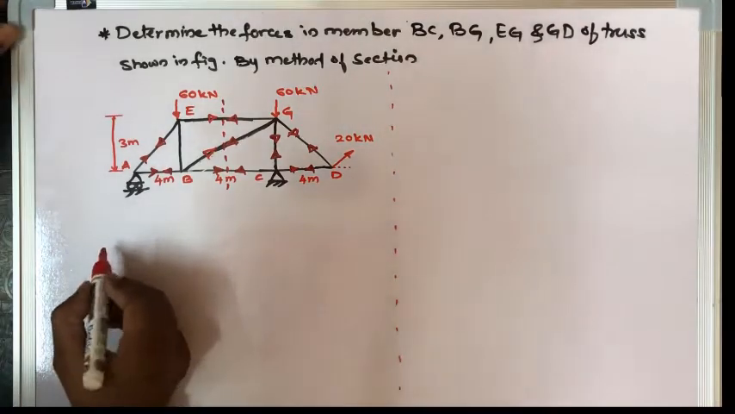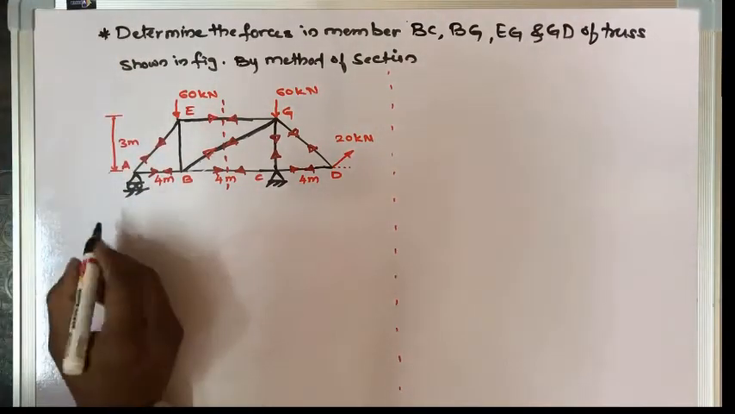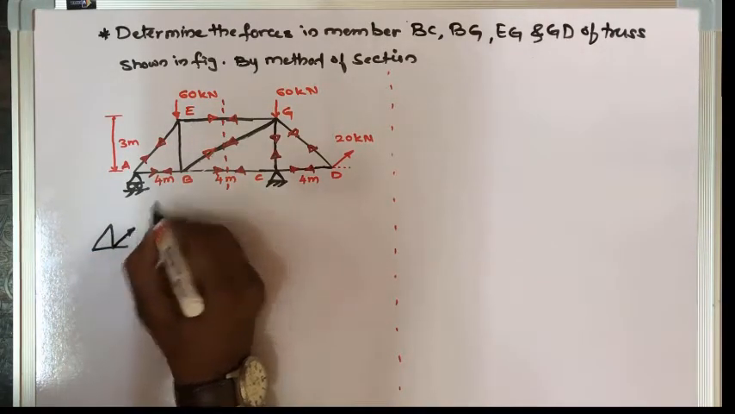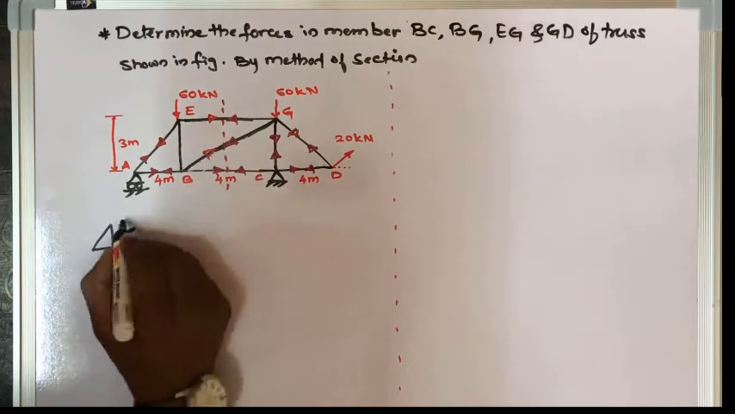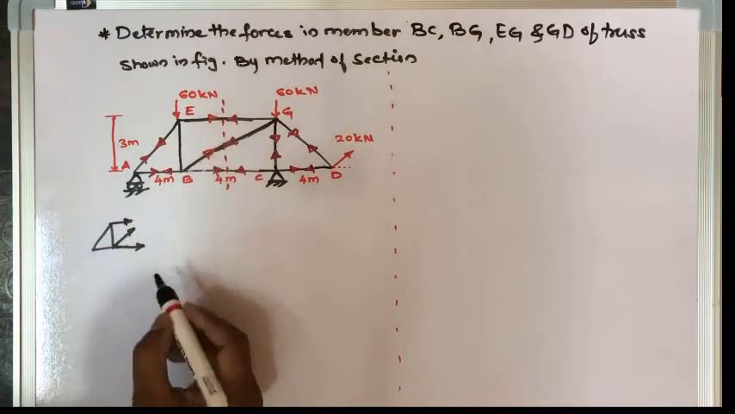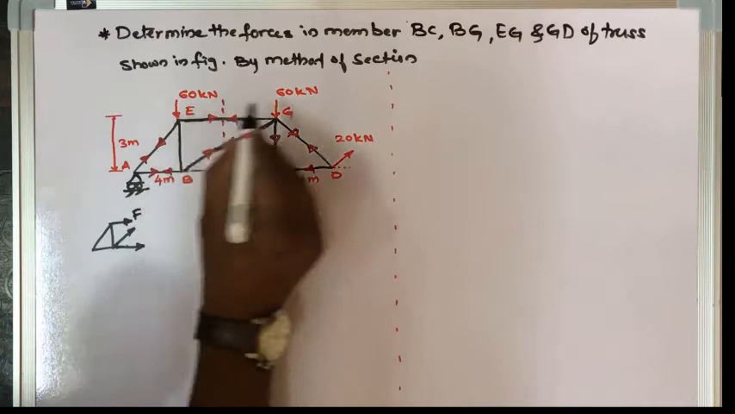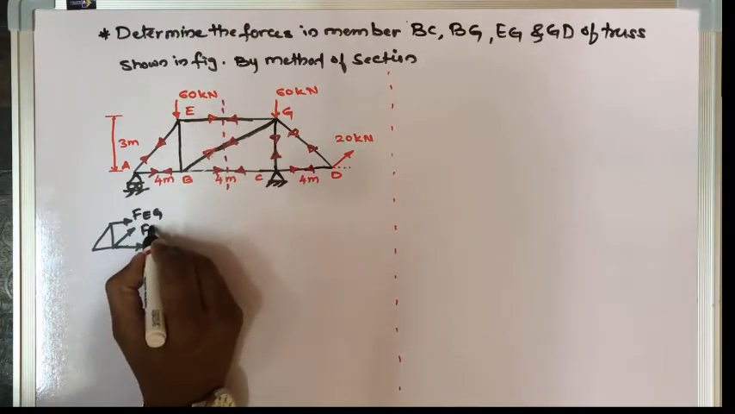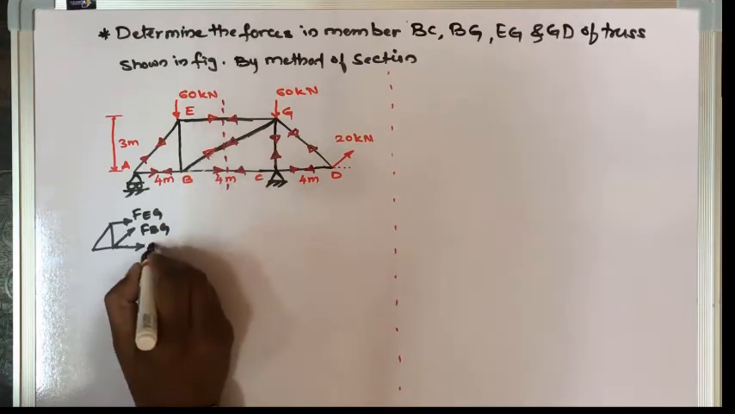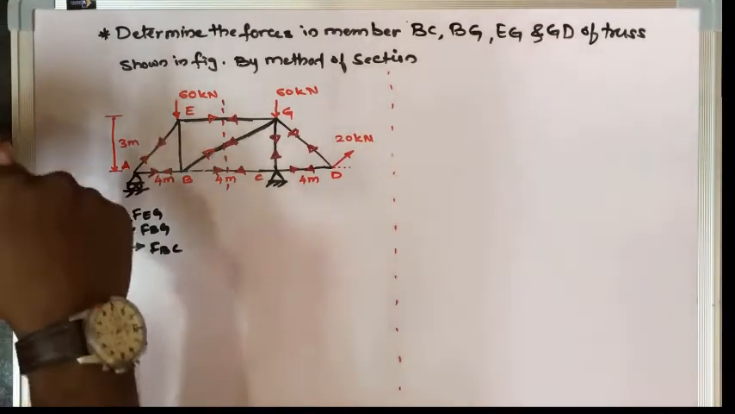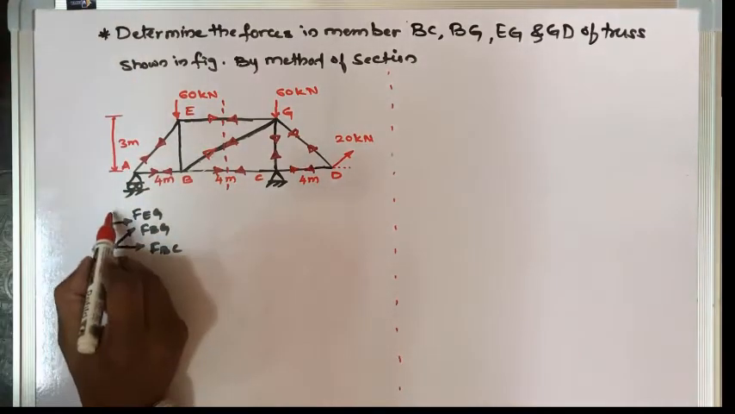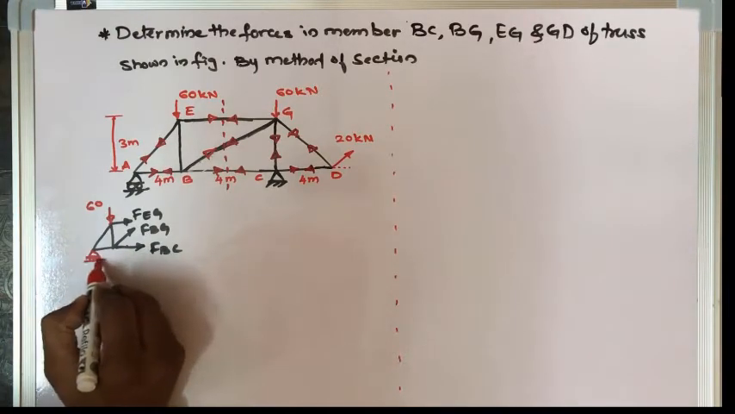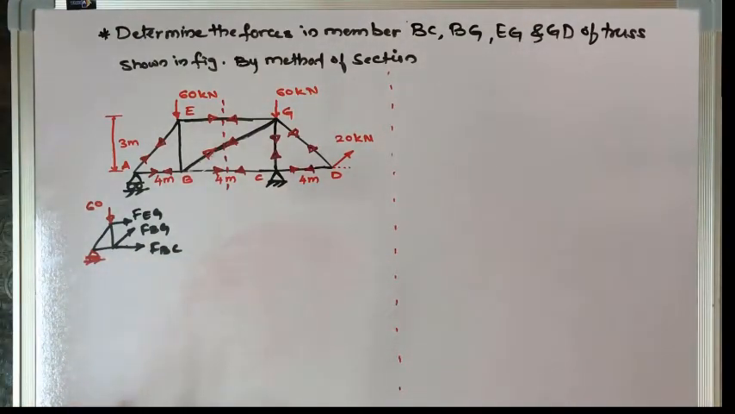If I cut the section, the free body diagram for this will be like this. So this is the force. We have cut this member, this member, and this member, okay? This force I'll write as FEG. For this BG, I'll write FBG. For this, I'll write FBC, okay? Other than this, we have a load of 60 kilonewton and a support reaction, correct? This is the free body diagram we get, okay?